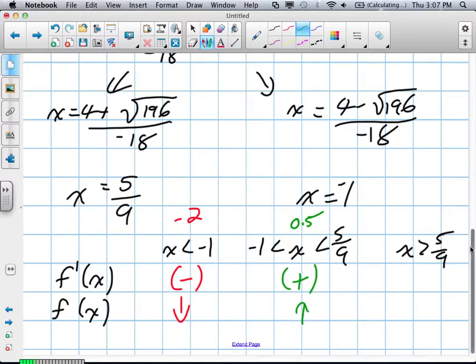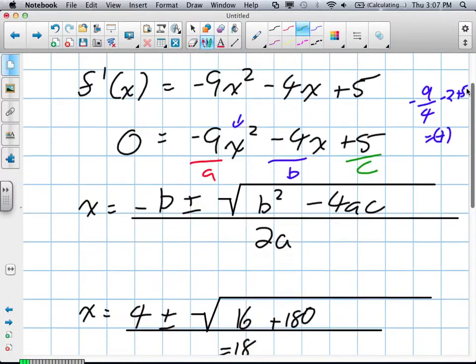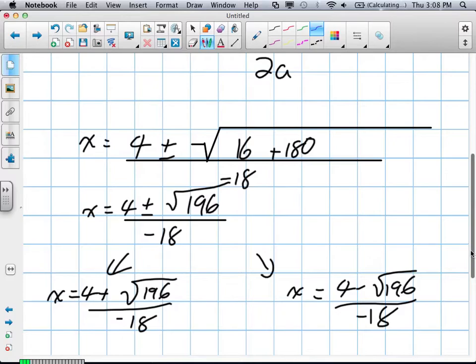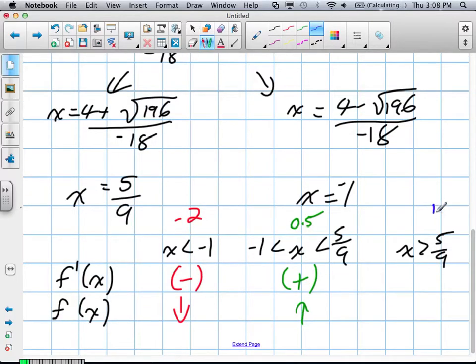And finally, greater than 5/9, we'll think of the value 1. If we plug the number 1 into here, we're going to get -9 minus 4 plus 5. We get another negative answer, which means it's decreasing again. Okay? So we're decreasing again. We figured out that information.